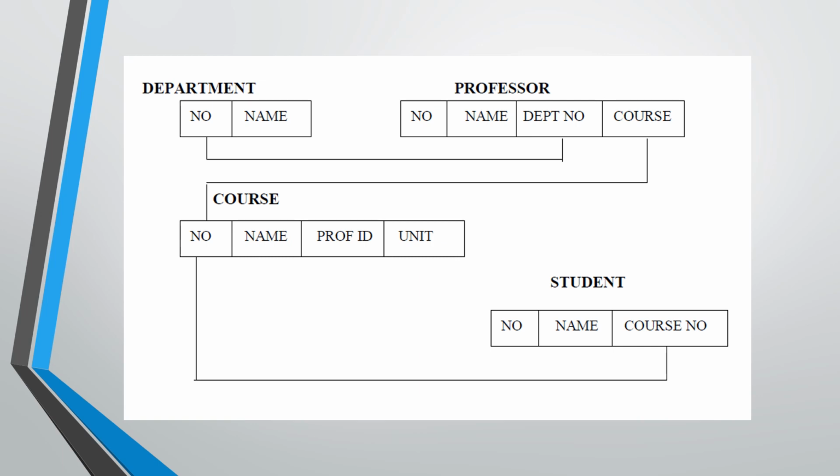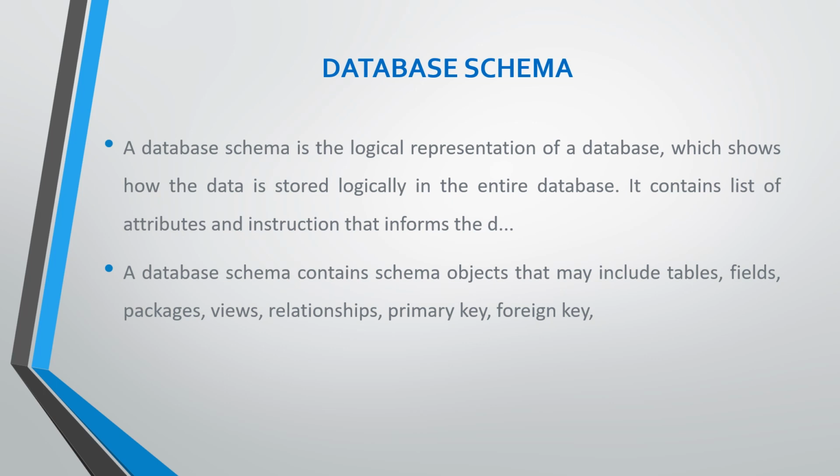So in this model, data is organized in two-dimensional tables. That we can call a relation. The relation we can also call a table. The tables or relations are related to each other. Then the next slide we move on to here.